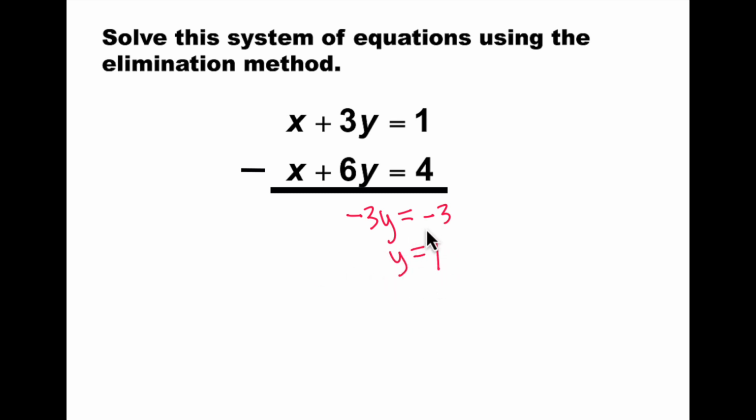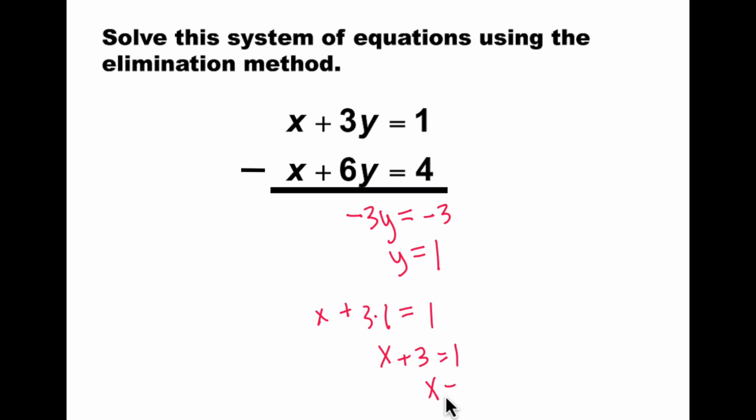We take this value for y and substitute it into one of the equations. So let's substitute it into this equation. We get x plus 3 times 1 equals 1. x plus 3 equals 1.